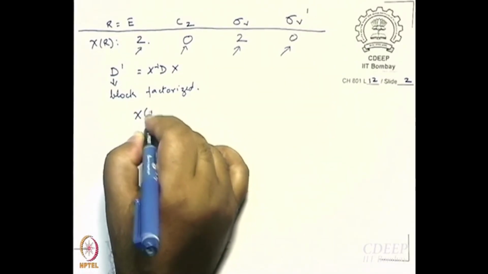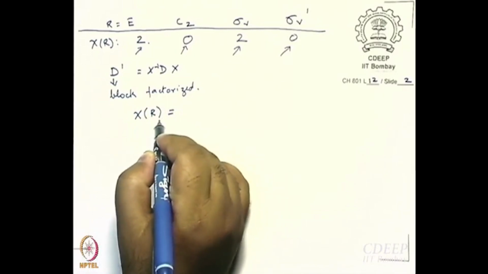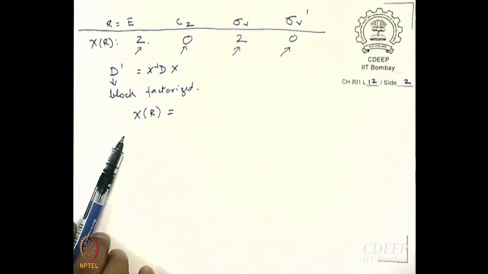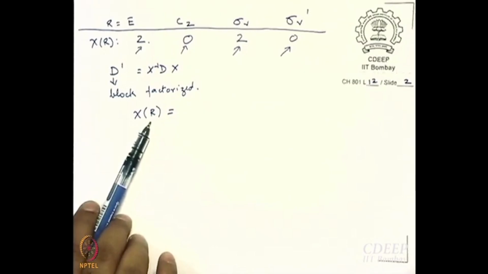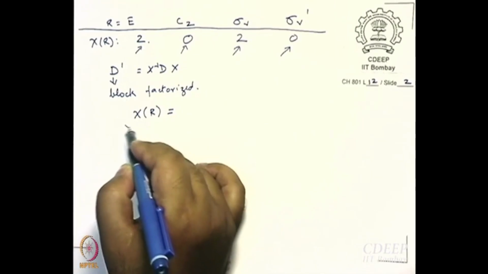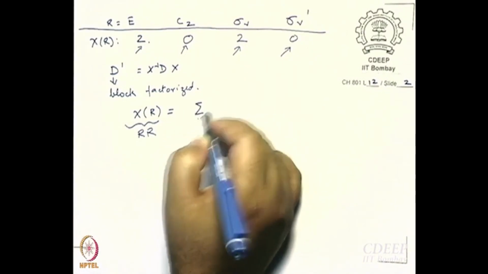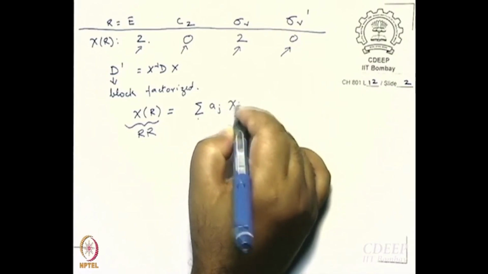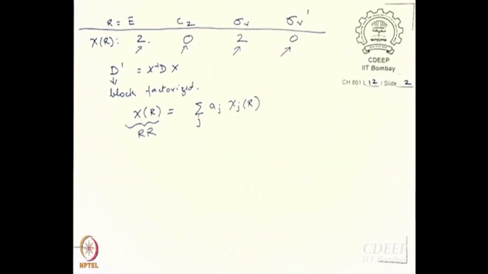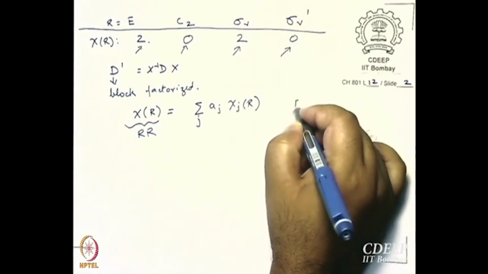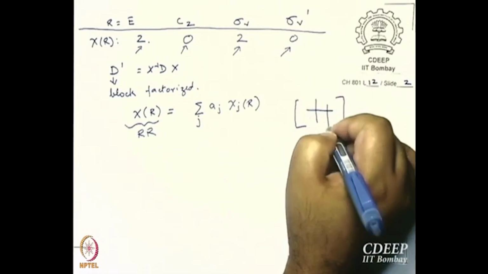Now if you have block factorized matrices, then will you allow me to write things like this? Chi of R is the character of the transformation matrix corresponding to R in the reducible representation. This is for, I will just write RR. RR means reducible representation. These are the characters of the reducible representation. Will you allow me to write that chi of R is equal to the sum over j of a_j chi_j of R? A is the coefficient. The question is what is j? j is the number of blocks. Let us say this is a block diagonalized matrix.